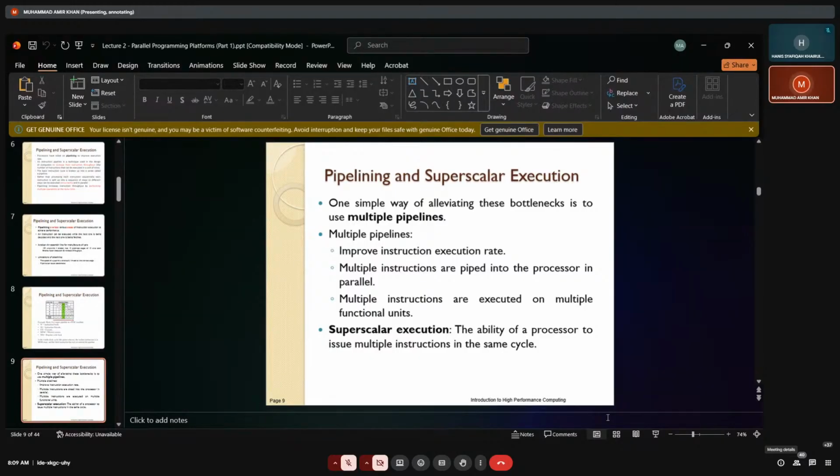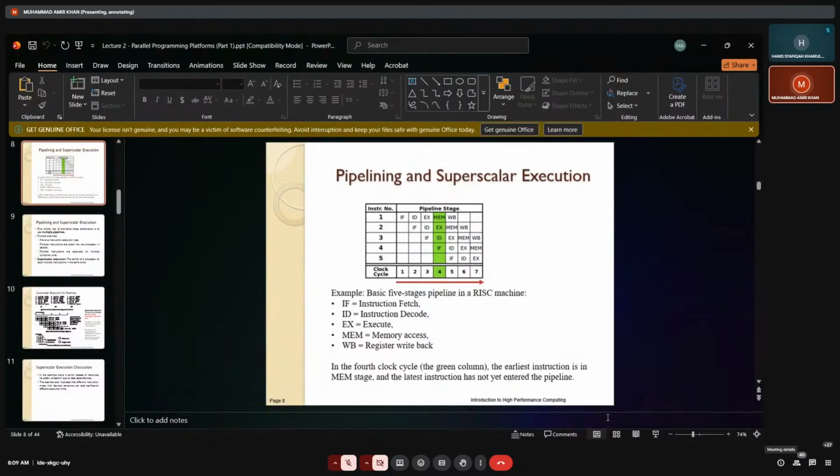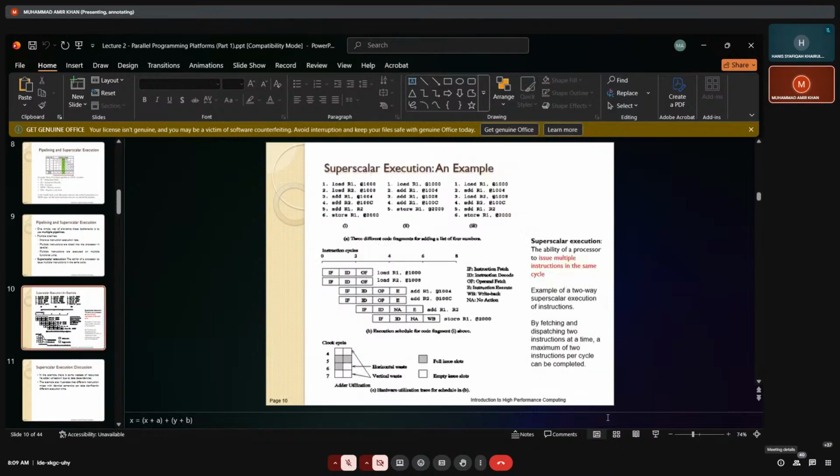So what happened? It improved the instruction execution rate. Multiple instructions are piped into a processor in parallel, and multiple instructions are executed on multiple functional units. Superscalar is the ability to issue multiple instructions in the same cycle. In this simple example, we can issue more than one instruction per cycle. Same thing here, we issue only one instruction in one cycle. Here we enter 2 instructions in each cycle, because this is a 2-way superscalar execution.